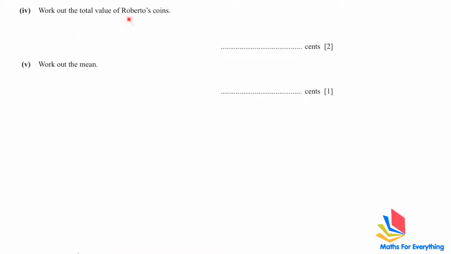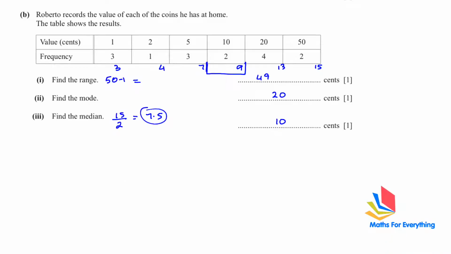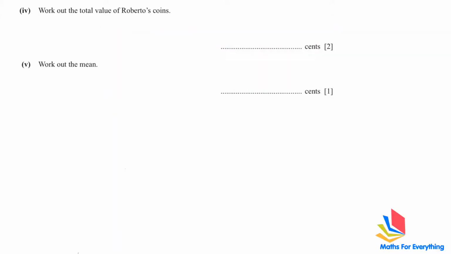Part 4. Work out the total value of Roberto's coins. So these are the coins that he has, and the frequency has been given to us. To find out the total value, we are going to multiply and write the answer on the top. 1 multiplied by 3, 3. 2 multiplied by 1, 2. 5 multiplied by 3 is 15, 10 multiplied by 2, 20, 20 multiplied by 4, 80, and 50 multiplied by 2 is 100. When you add all of this, you will get 220. So the total value of the coins is 220.